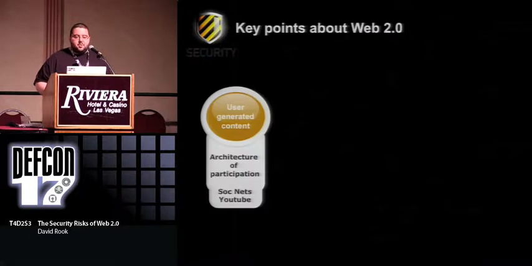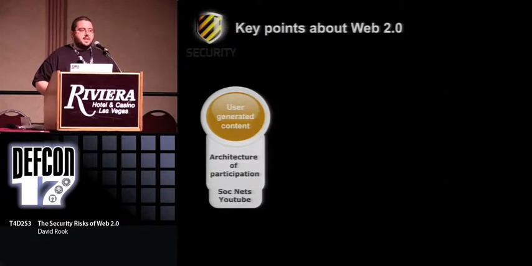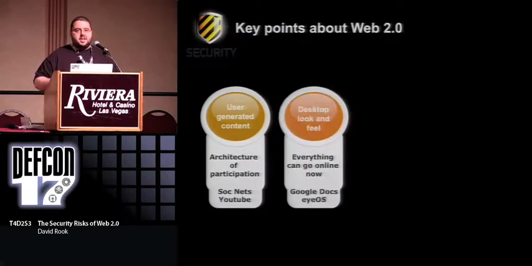So some of the key points about Web 2.0 is that we've kind of switched away from people visiting websites to read site-provided content to the sites essentially just becoming a framework that users come along and fill in. So things like social networking sites and YouTube. There's a desire to have a desktop look and feel to those web applications. There's also a feeling that kind of everything can go online now. So with things like Google Documents, you can do all your word processing, spreadsheets, etc. online. There's also things like iOS, which is a full operating system that you can use within your browser.